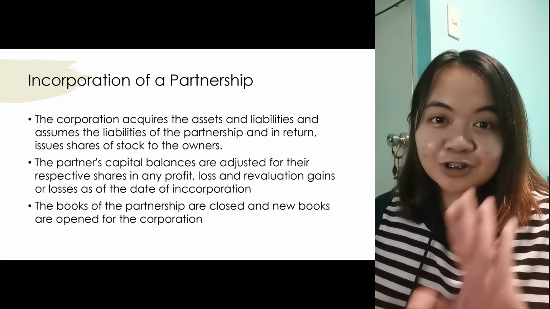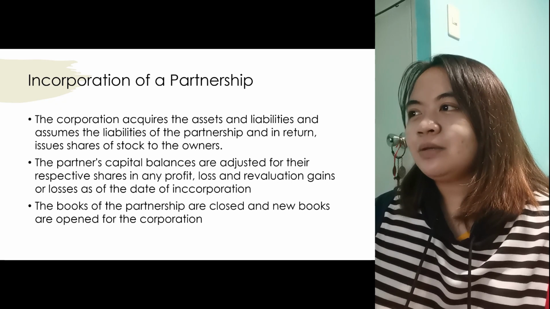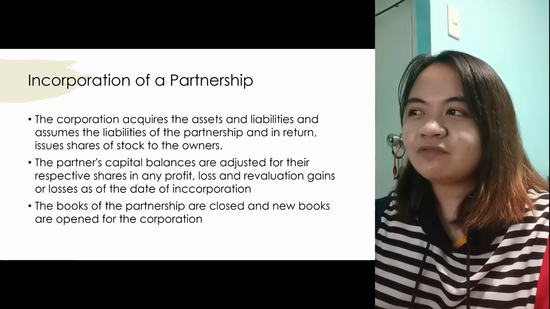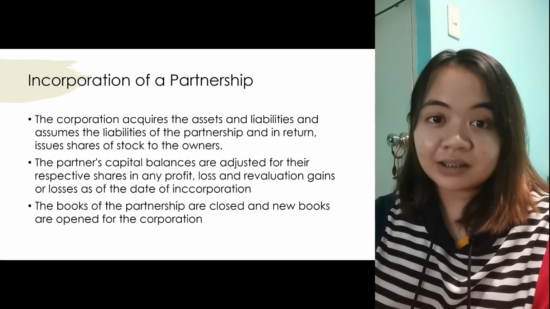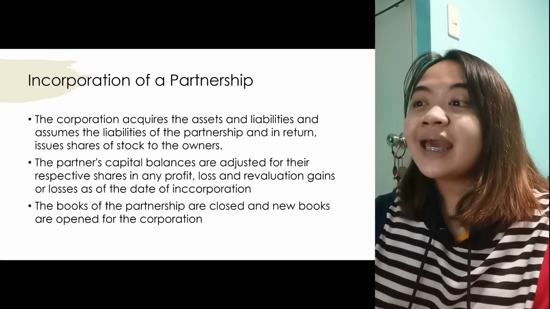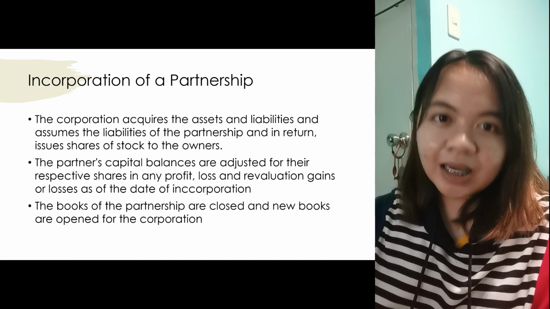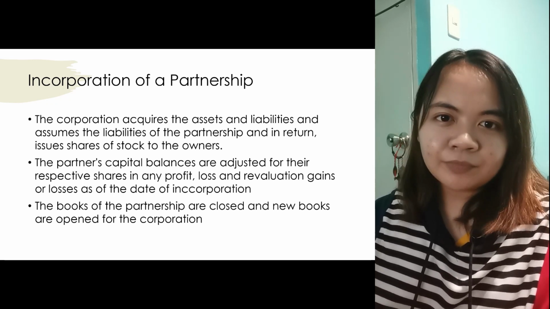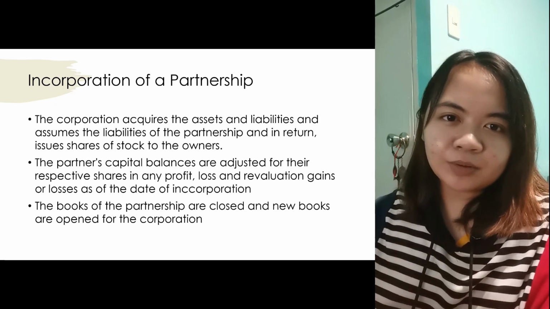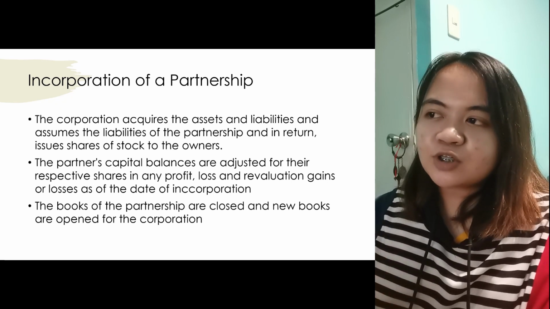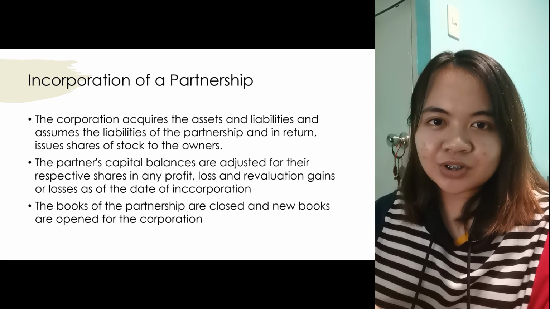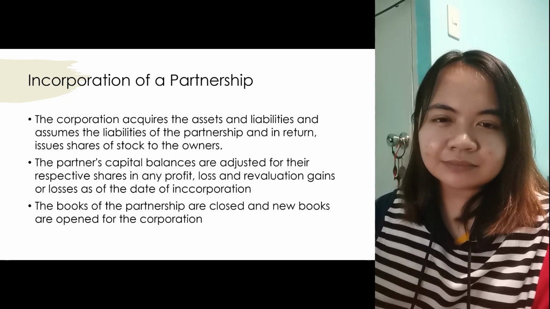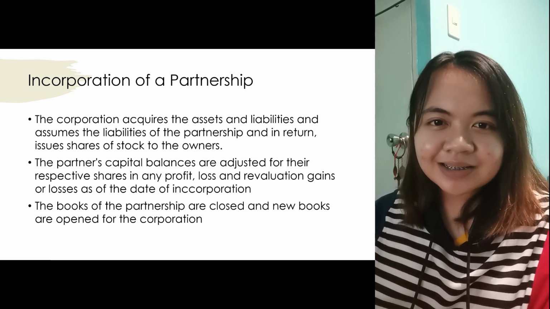Okay? So, from partnership, to corporation. The partners' capital balances are adjusted for their respective shares in any profit, loss, and revaluation gains or losses at the date of incorporation. So, i-adjust mo and then i-close mo yung libro at magbubukas ka ng bagong libro. Okay? But remember guys, incorporation of a partnership, para din yung formation niya is sa corporation, you have to do with the legal matters. Okay? Yung compliance with SEC requirements, yan.